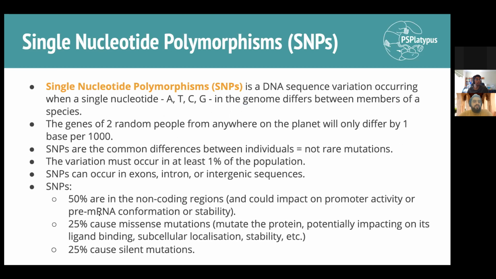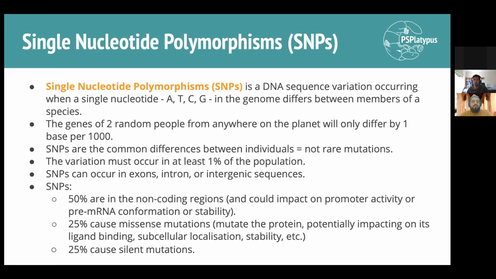Another application is called single nucleotide polymorphisms, or SNPs. So SNPs basically is a variation in the DNA sequence that occurs in a population, in which a single nucleotide differs between members of the species.